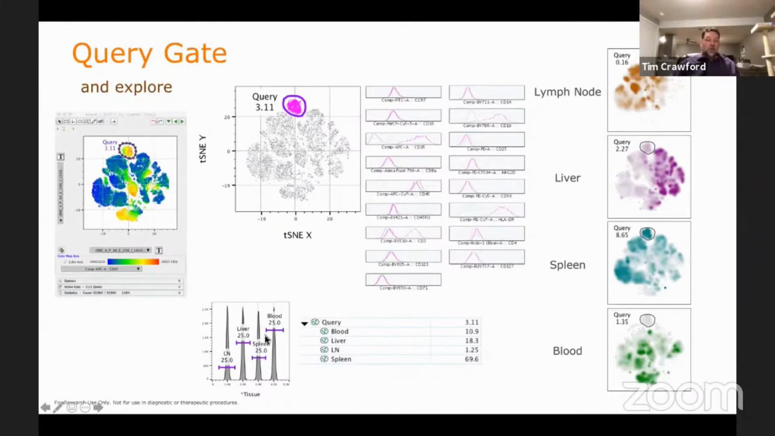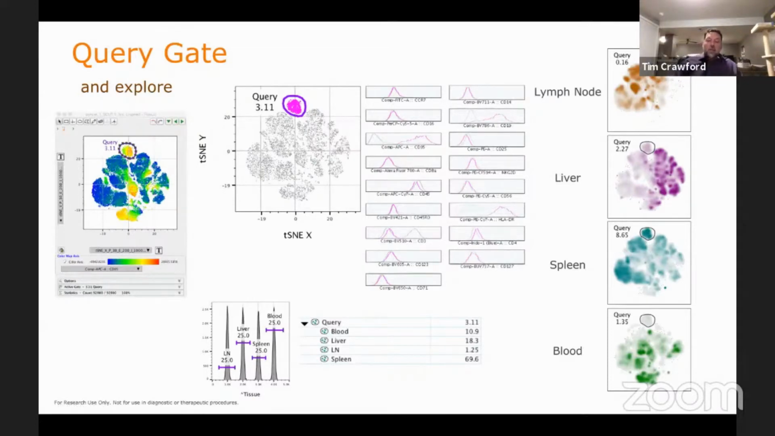I can also do the other way, which is gate apart the conditions and then drop the query gate downstream of each of those different condition gates. And then this will give me a gate within this space. And obviously visually we can see that the spleen has more of these CD95 positive B cells than anywhere else.